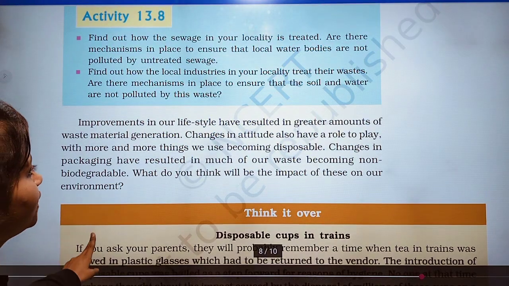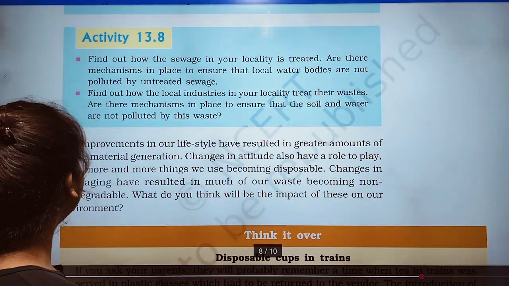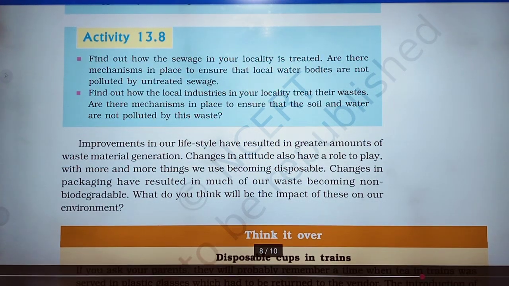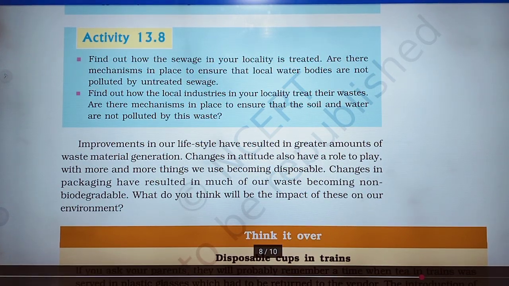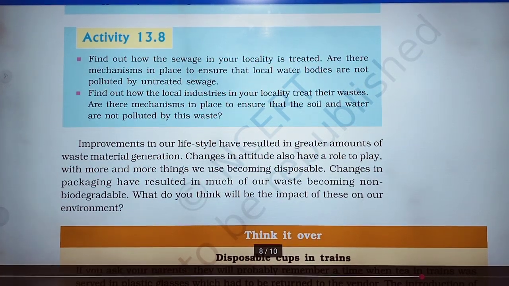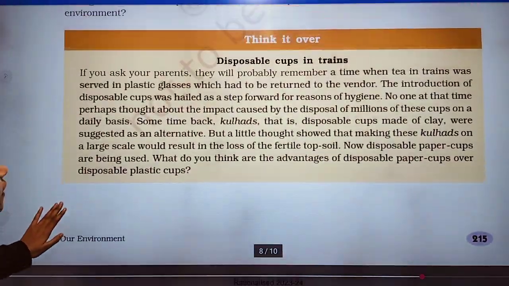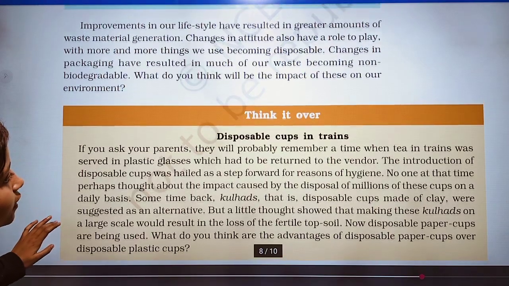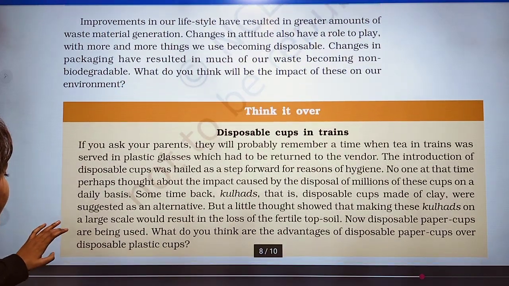Improvements in our lifestyle have resulted in a greater amount of waste material generation. Change in attitude also has a role to play, with more and more things we use becoming disposable. Changes in packaging have resulted in much of our waste becoming non-biodegradable. What do you think will be the impact on our environment? Think over it, like disposable cups in trains.